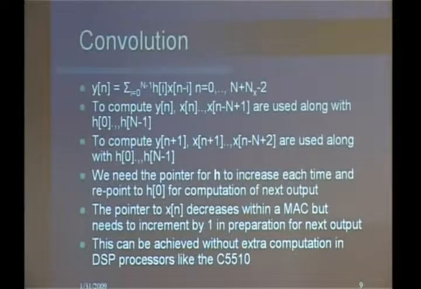Okay. So that is the basic convolution expression. I have h of i x of n minus i, and i varies from 0 to capital N minus 1. And you can see that n varies from 0 to capital N plus Nx minus 2. That means the convolution is of length equal to capital N plus Nx minus 1.